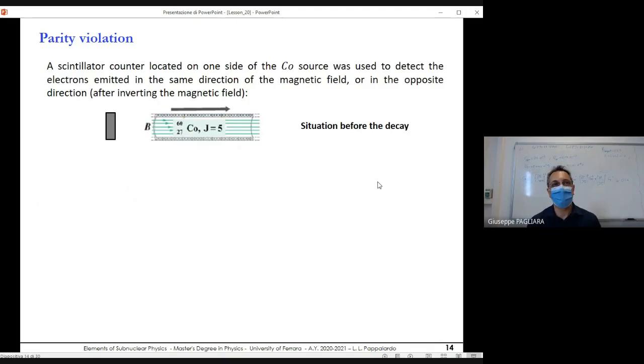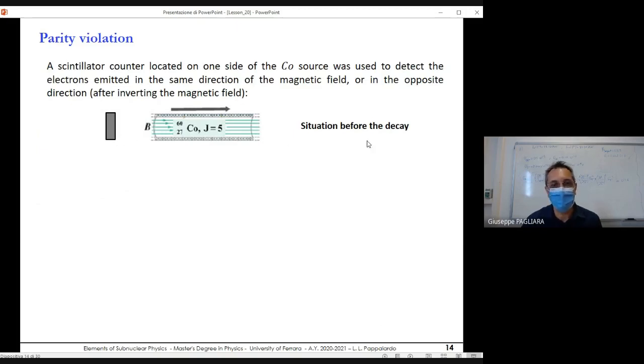Now, let's describe the experiment that she did. So this is our cobalt crystal, and then we have here a scintillator, which is a detector that was used to detect the emitted electrons. Of course, there is no way to detect the emitted neutrinos. So a scintillator counter located on one side of the cobalt source was used to detect electrons emitted in the same direction as the magnetic field, or in the opposite direction after inverting the magnetic field.